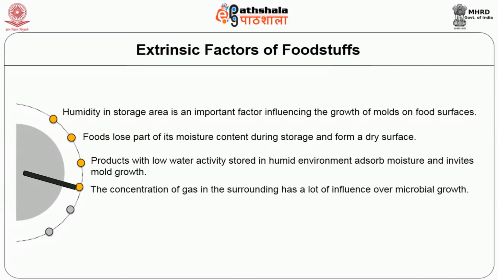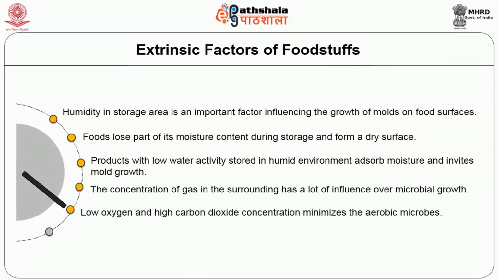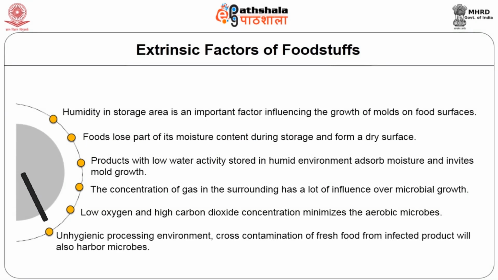The concentration of gas in the surroundings has a lot of influence over microbial growth. For example, a change in the partial pressure of oxygen can modify the chances of spoilage. Low oxygen and high carbon dioxide concentration minimize aerobic microbes. An unhygienic processing environment and cross-contamination of fresh food from infected product will also harbor the growth of microbes.